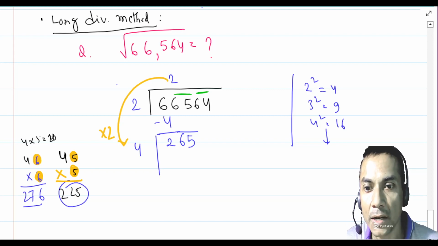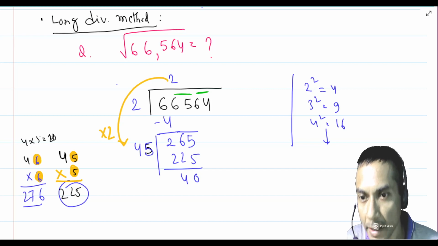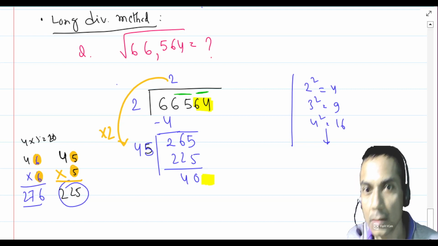So if we multiply into 5, then what value we get? Then you deduct it. 0, 4. Again you have to drop the two numbers together. These two numbers together. Remember it. Two numbers together here. Clear?